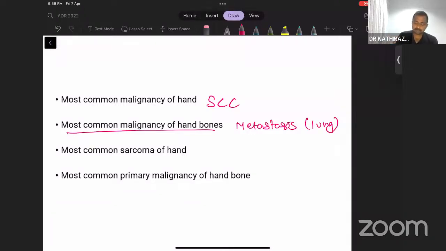If I asked the most common primary malignancy of hand bone, then the answer? Mohan, answer. Mohan, I'm not insulting you. I'm just trying to create a conversation with you, so that I feel as though I'm sitting in a class and talking with you guys. Only you are responding, that's all. Answer, Mohan. Most common primary malignancy of hand bone. Then you can think about chondrosarcoma.